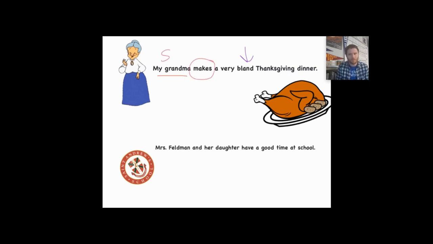The simple subject would be the grandma. The simple predicate would be makes. I just need that one verb, makes. Okay. I've got a dinner later on in the sentence, but that's also followed by bland and Thanksgiving, which are adjectives to describe the dinner.